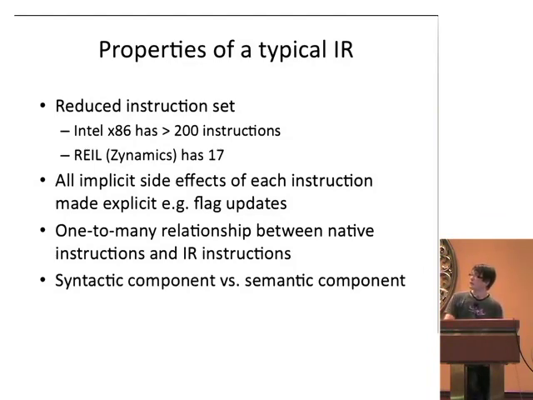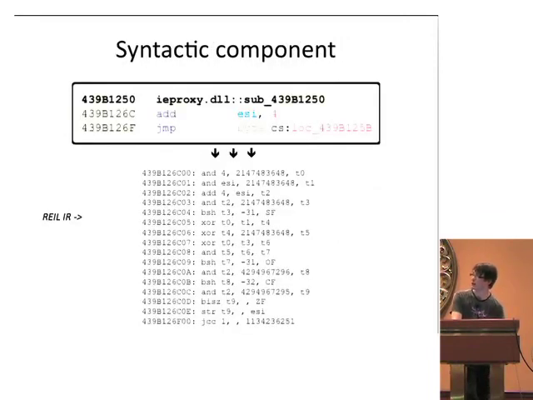This is the syntactic component, basically, the transformation of the assembly code into the REIL, or real, intermediary language from Dynamics. Almost all of those instructions, except for the very last one, are representations of the add. So it's a one-to-many relationship, and you can reduce the instruction set you have to deal with purely because you can express other instructions in terms of many intermediary instructions. So this is essentially our syntactic transformation.